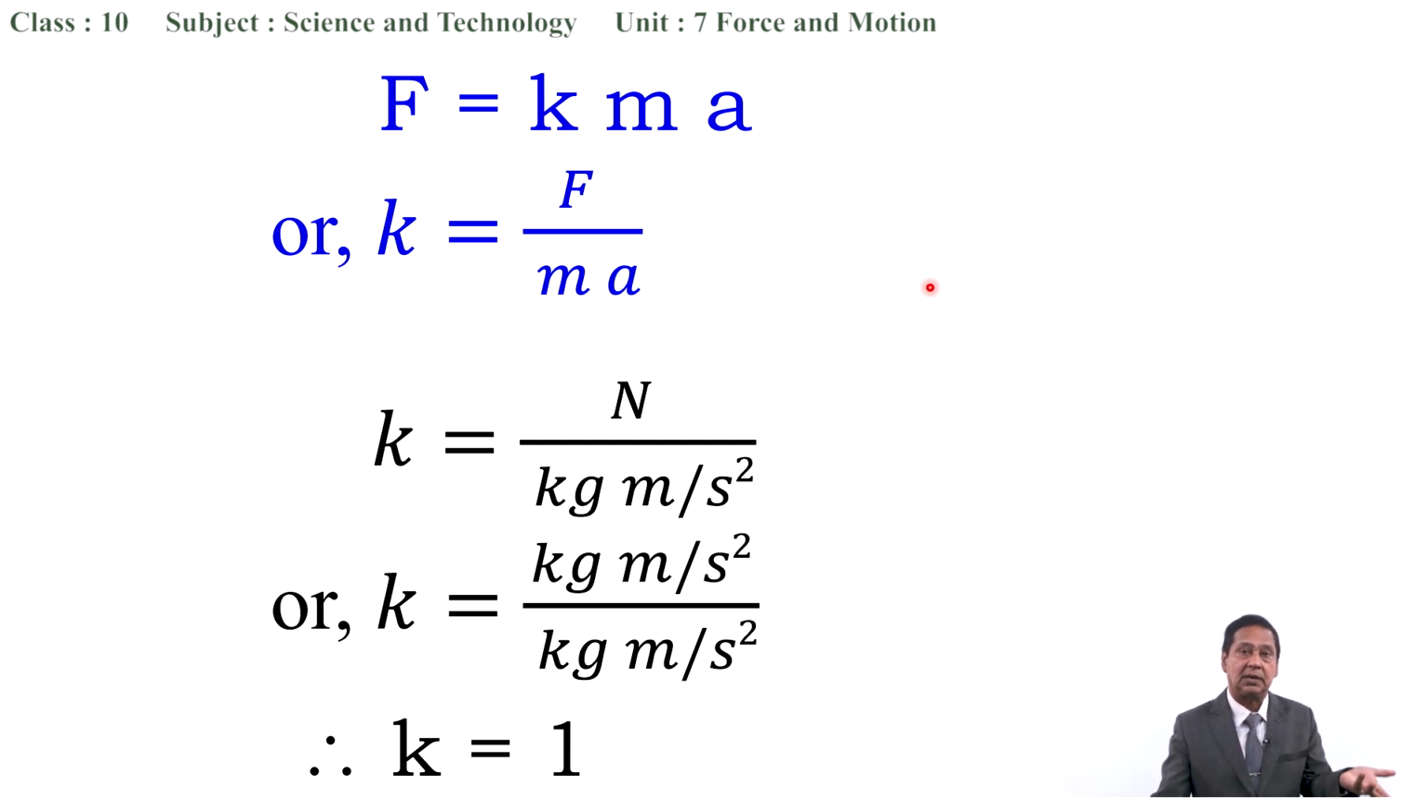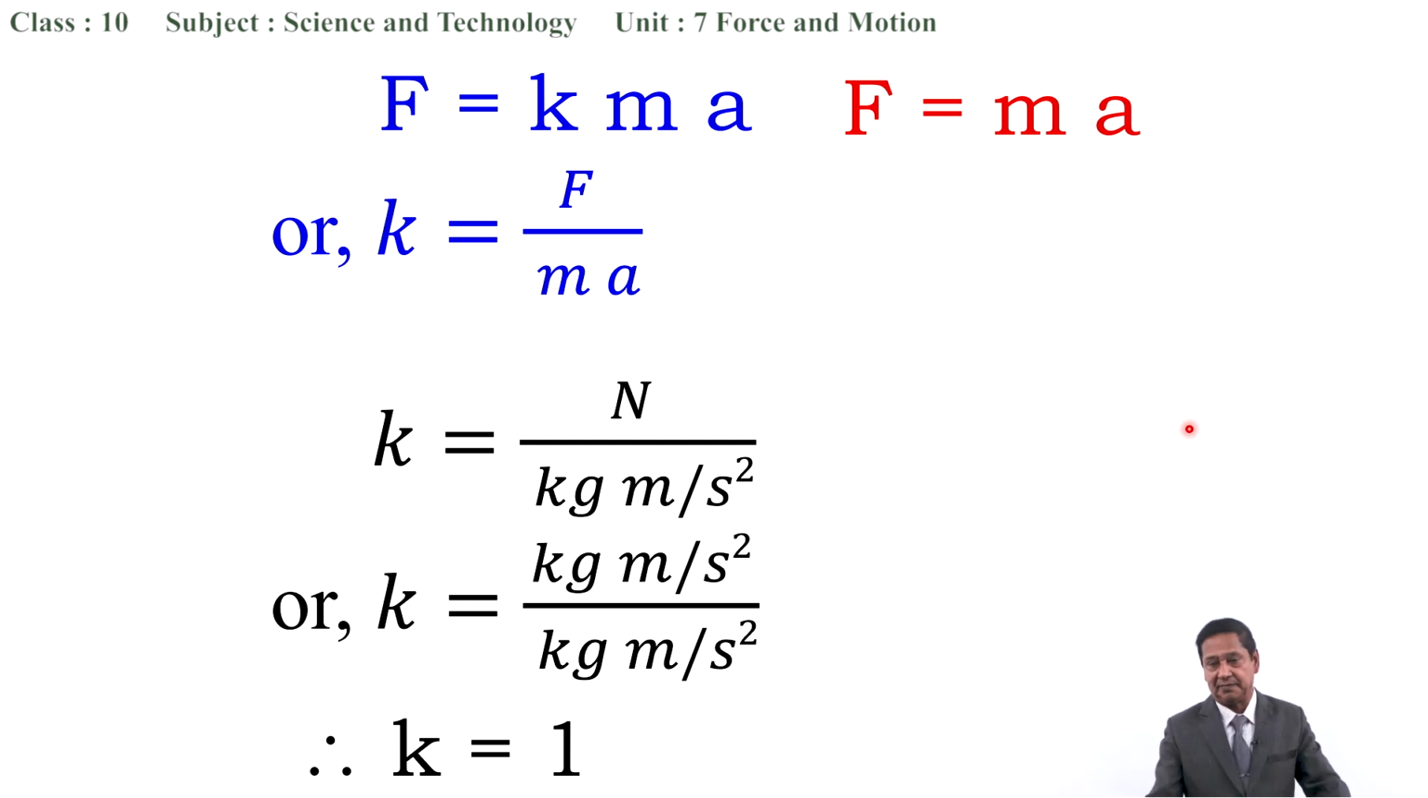The result will be just ma. That's why should we take this k? That's why it is removed. It was removed in class 9 when we proved F equal to ma, because the value of k is 1. It's not necessary to take it in the equation. This is just a constant, its value is 1. So we declared that F equal to ma at that time.